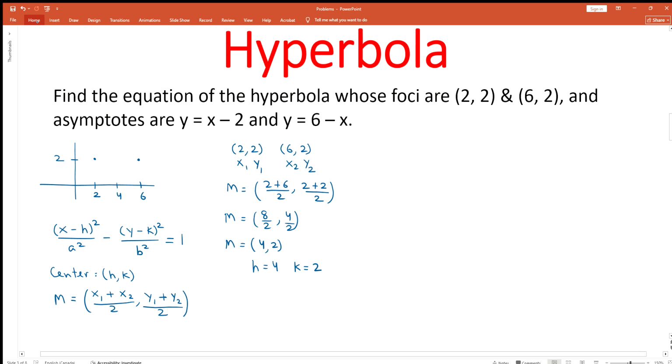Next, we should find the values of a squared and b squared. For that, we should analyze the given equations of the asymptotes. The given equations are y equals x minus 2 and y equals 6 minus x. As you may know, the equation y equals x minus 2 is in slope y-intercept form. We can rearrange the terms in the other equation to write it in slope y-intercept form. The slope of the asymptote y equals x minus 2 is 1. The slope of the asymptote y equals negative x plus 6 is negative 1.